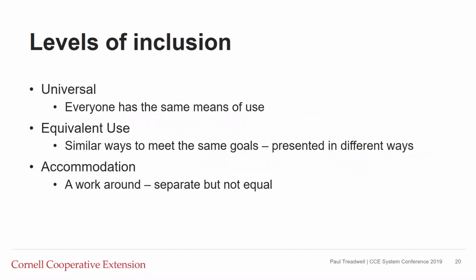And there are levels of inclusion. Universal is everyone has the same means of use. An example of that would be a video player with captions and video description and an accessible video player control system. Equivalent use is similar ways to meet the same goals. It's presented in different ways. So an example of that would be a transcript of an audio file. It's the same information, all the information from the audio file is there, but it's a different user experience.